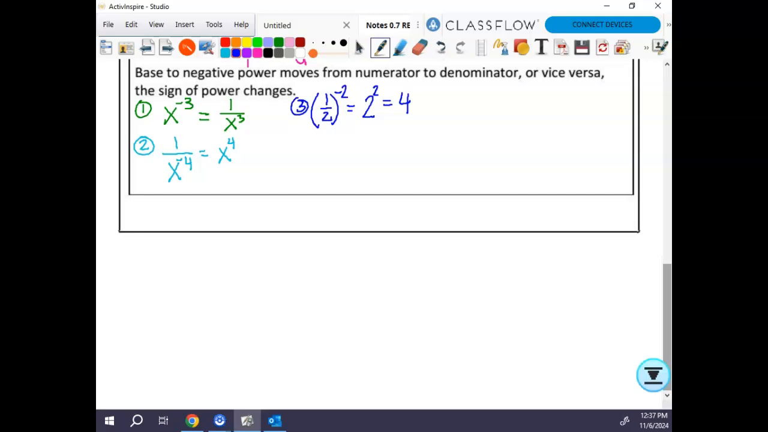All right, and then along the same lines there, if I have 3 to the negative 2 power, I can think about moving that 3 to the denominator, right, which would make that 1 over 3 squared, which gives me 1/9. Okay. Couple more. Let's see.